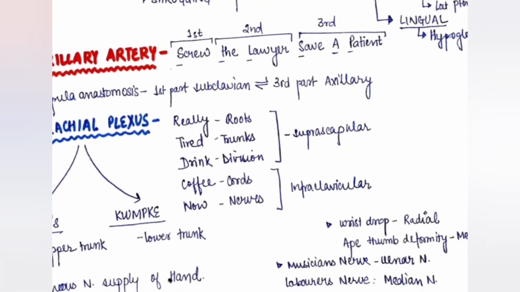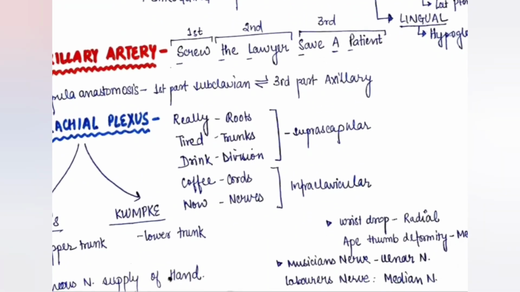Now brachial plexus. Remember the mnemonic: Really Tired, Drink Coffee Now. First it has roots, then the trunks, then trunks give divisions, then we have cords, and then the nerves. Remember, roots, trunks and divisions are supraclavicular, and cords and nerves are infraclavicular.